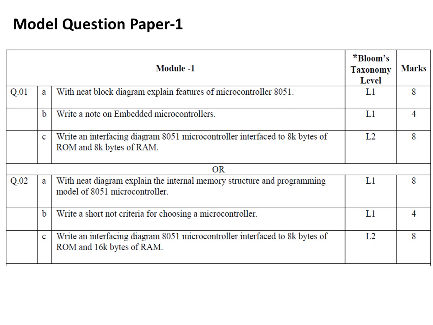The next question is write a short note on the criteria for choosing a microcontroller. So this is asked for 4 marks. For example, the criteria may be like its speed, its cost, its memory size, all those things. So that should be explained.